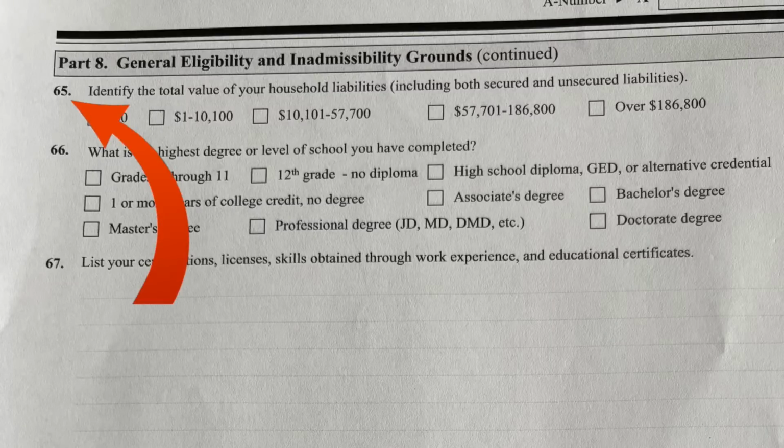Identify the total value of your household liabilities. How much money do you owe? You got a $400,000 house. You're using your house as an asset, but you owe $200,000 on it. Your liabilities will be over $186,800, right? Because you owe $200,000 on your house.